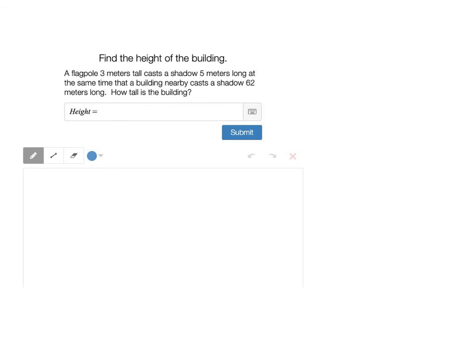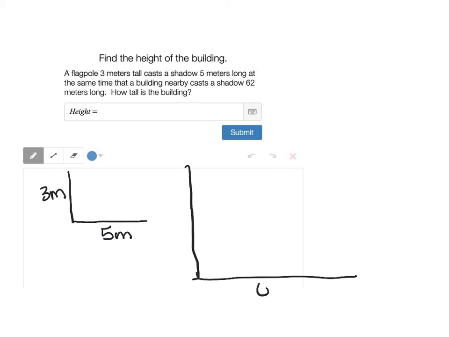Another one, we have a flagpole 3 meters tall, shadow 5 meters long. Nearby building, 62 meters long. I want to know how tall the building is. Well, just keep going: 3 over H, 5 over 62. I like to just move the labels. And then we would solve.